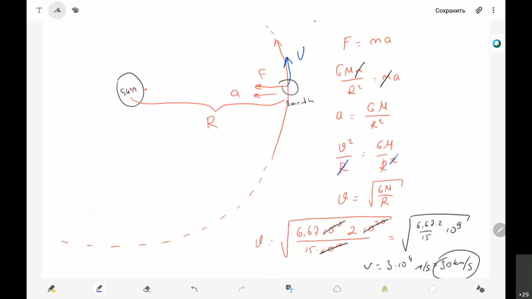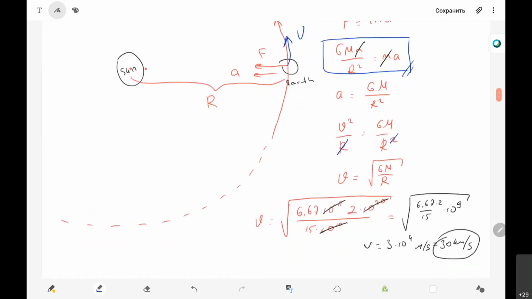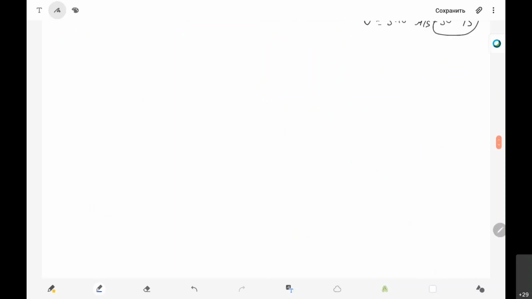So as you see, there is nothing new. You only need to know the force between two objects. Let's say, the force between two planets. Now we know how to find velocity, and we know period.